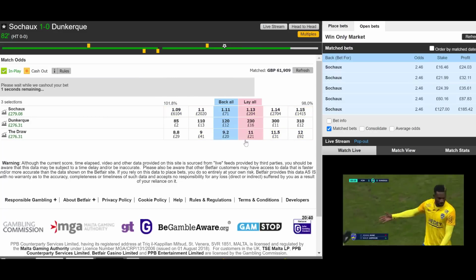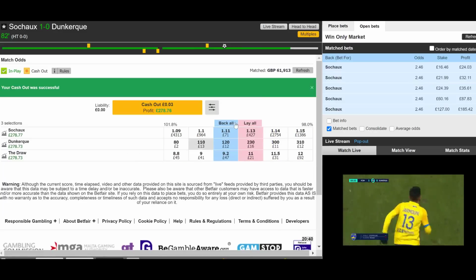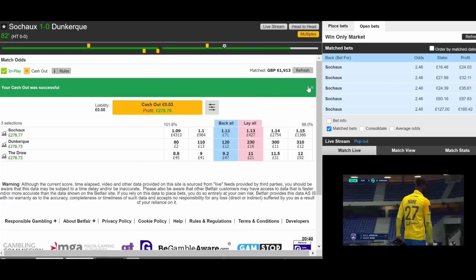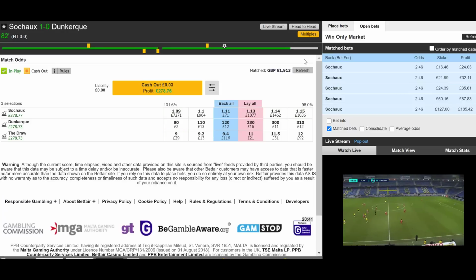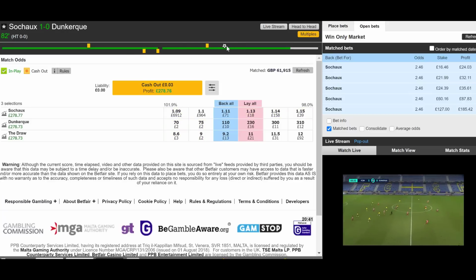So by waiting, we've actually increased the profit compared to if we had cashed out a little bit earlier as well. So there is an additional reason why it can be worth waiting. You might argue as well, obviously the away team could have equalised in the time we were trying to wait for the home team to score another goal.